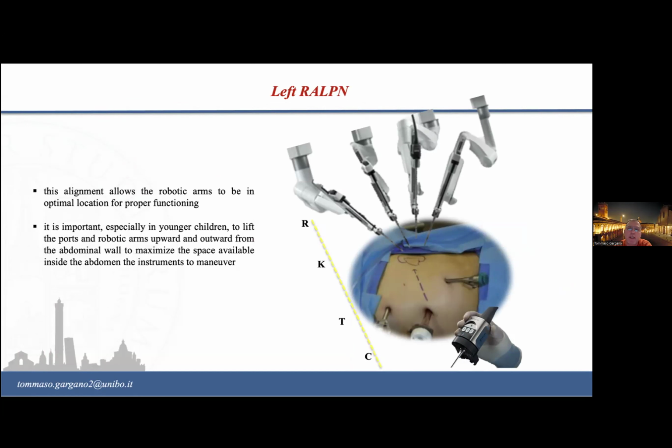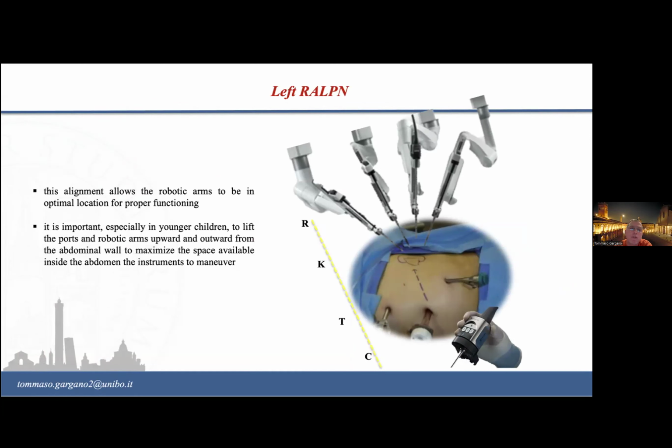good functioning. And it is important, especially in younger children, to lift the ports and the robotic arms upwards and outward from the abdominal wall to maximize the working space available inside the abdomen for the instruments to maneuver.